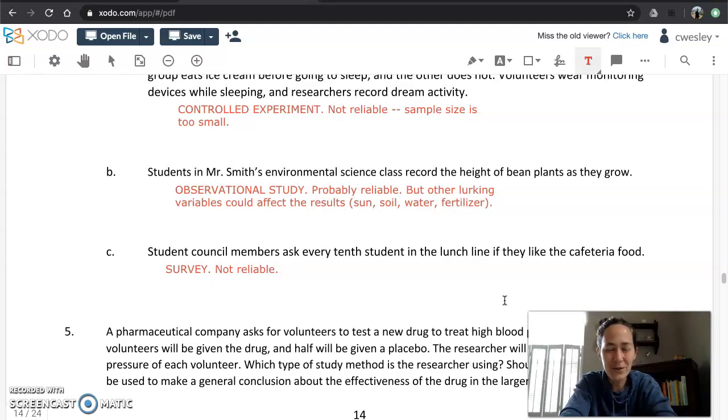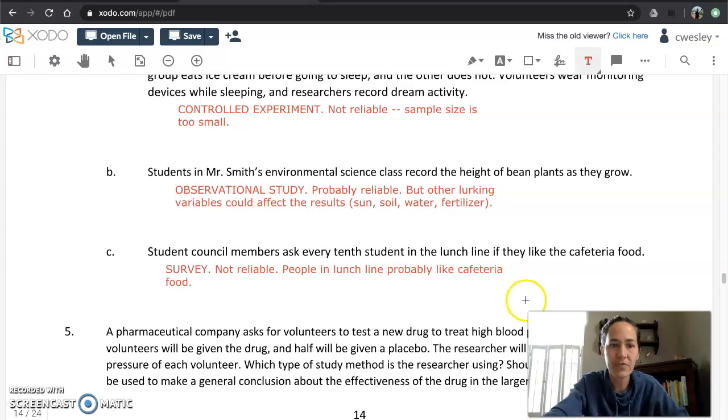Do they want to get the whole population's idea of the cafeteria food? They're just asking people in the lunch line. So people in the lunch line probably like cafeteria food, right? We might get biased results there too. So we'll leave it at that for a second.